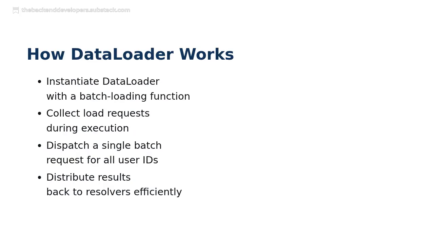DataLoader begins by being instantiated with a batch loading function. As requests are made, it collects them efficiently during execution. Only after gathering all user IDs, it dispatches a single batch request. Finally, it distributes the results back to individual resolvers, ensuring optimal performance and reducing the number of calls to the database.